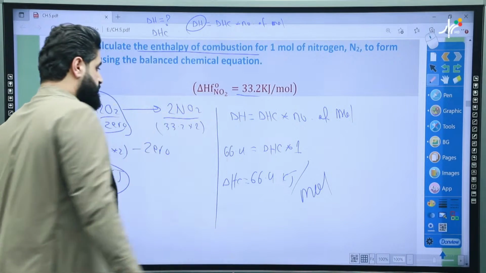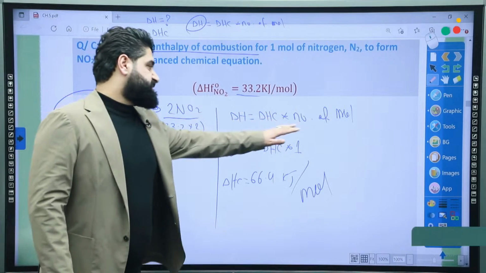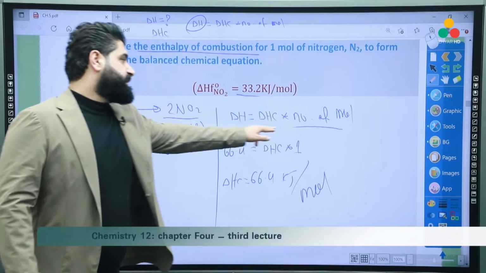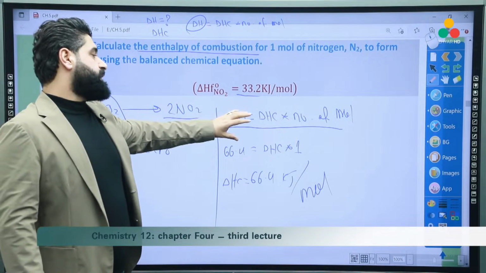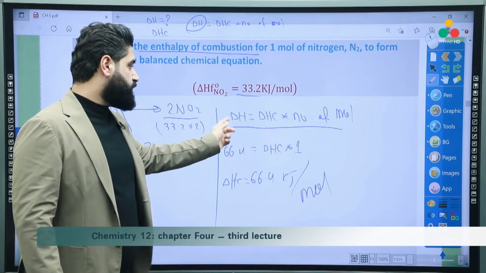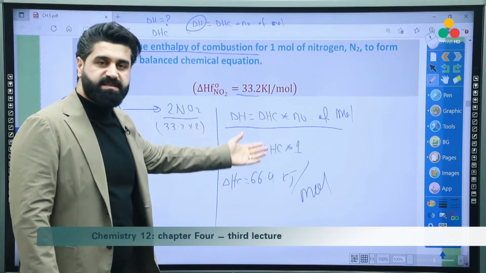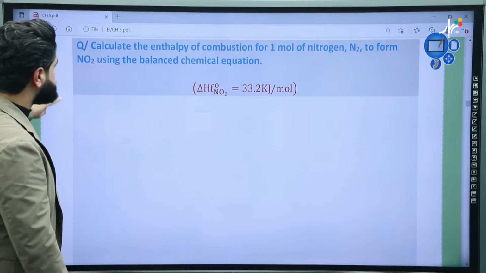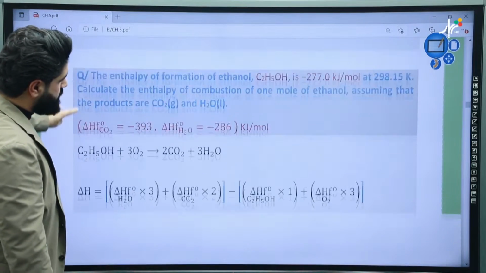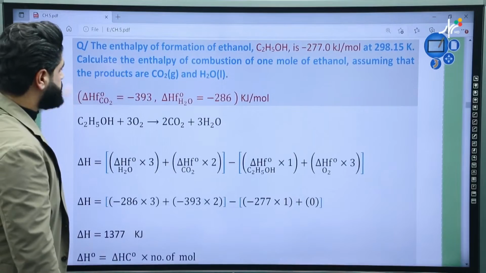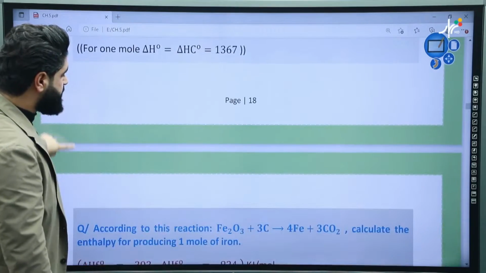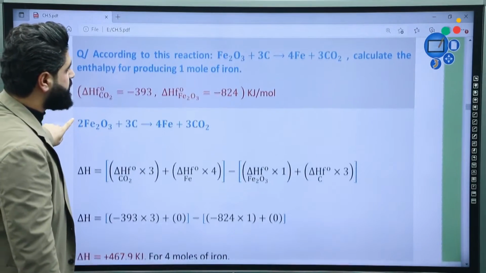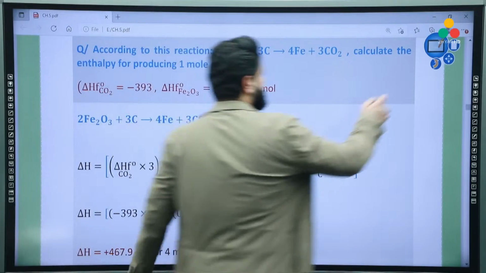Okay? So this is a relation between delta HC and delta H. If we have to get the value of each of them, the other one must be known or must be calculated as a first step. Actually, the rest have the same idea. Well, I will talk a little bit about this.